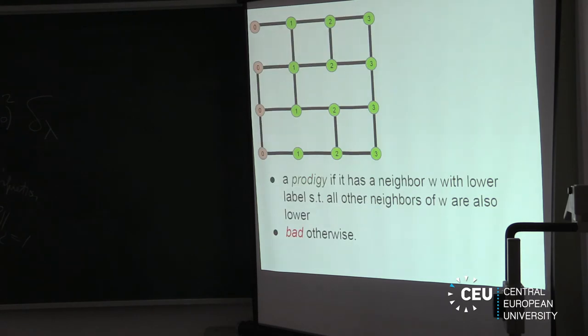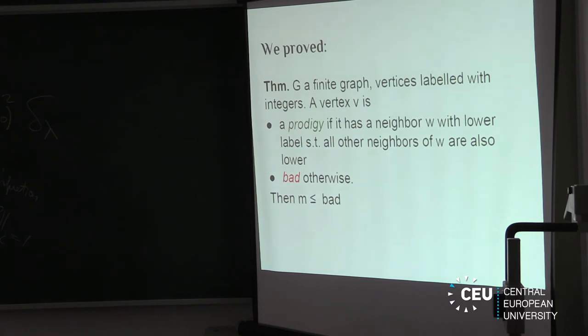So when can we do that? We can do that if there is a neighbor whose label, so the label is going to be the time when we zero things out. So when can we zero out the vertex? Well, you can do it if it has a neighbor which we have already zeroed out, so it has a lower label. And also, all its other neighbors were already zeroed out, so all the other neighbors have to have lower label. And a vertex that is not a prodigy, we just call it bad. We're very strict. And then the theorem says that the multiplicity of any eigenvalue is at most the number of bad vertices in this labeling. So we essentially proved that by the argument.